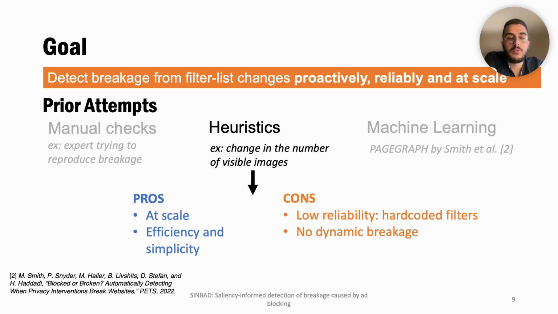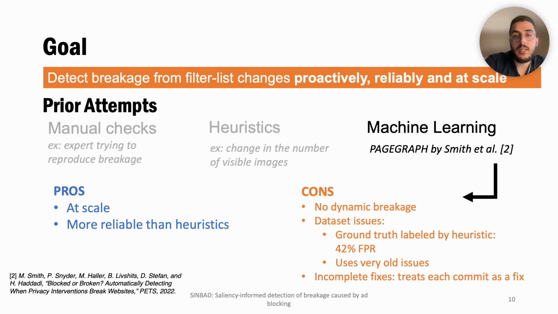The second category of techniques uses heuristics, which are simple comparisons between visits under two versions of an ad blocker. For example, a decrease in the number of images might be indicative of breakage. While they are simple enough and require minimal overhead, our study shows that they have high error rates. On top, they don't perform interactions, missing dynamic breakage.